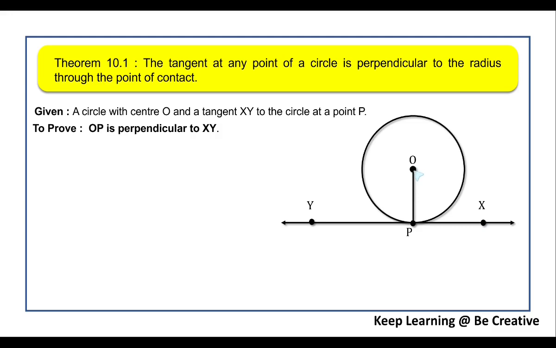Now what we need to prove is that OP is perpendicular to XY. So we have connected the center with the point of contact, so definitely this is the radius, and we need to prove that OP is perpendicular to XY.